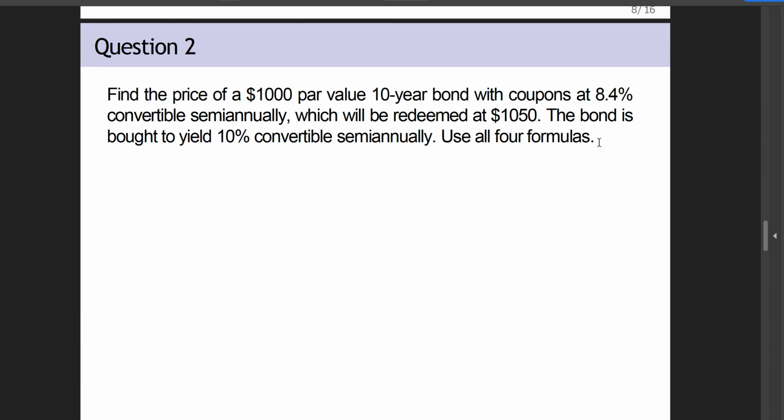Now in this problem we're going to use 4 different methods to calculate the price of the bond. Because we're given the semi-annual rate, I'm going to treat this as 4.2%, treat this as 5%, and then treat it as a 20-period bond.